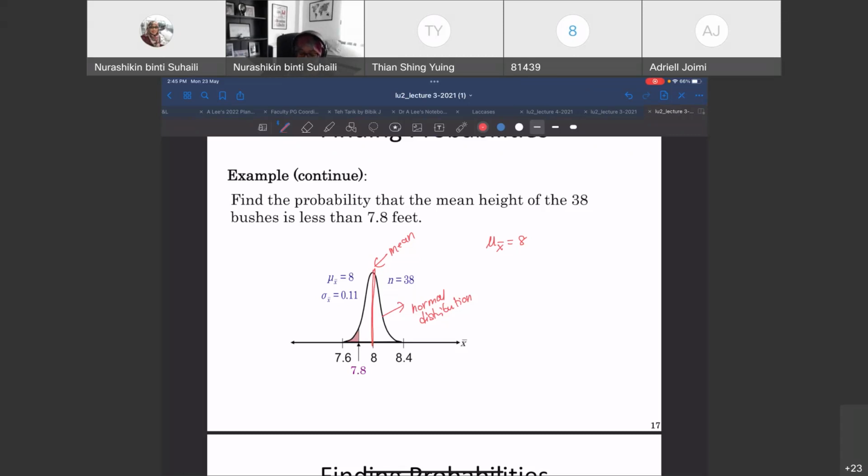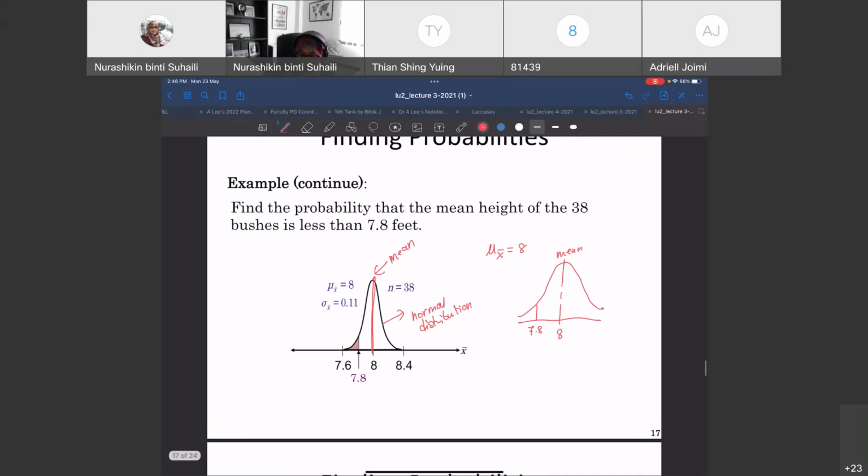Okay, so originally you plot this one. This is actually the mean. You know the middle value is 8, and then the question asks about 7.8. So this is covering all the 38 samples actually. Now, less than 7.8. So on the normal curve, we plot it here. It means that you are looking for the region covered by the tail area below 7.8.